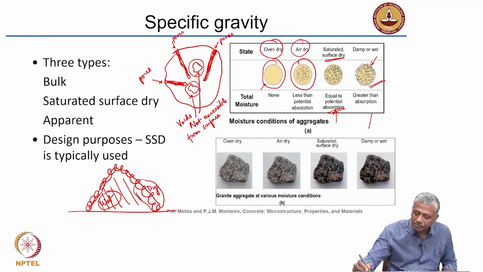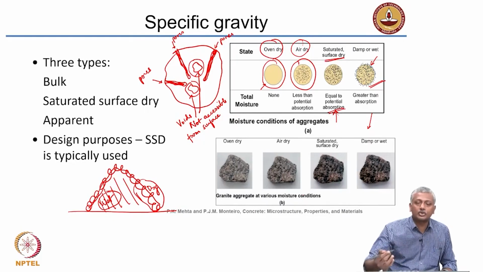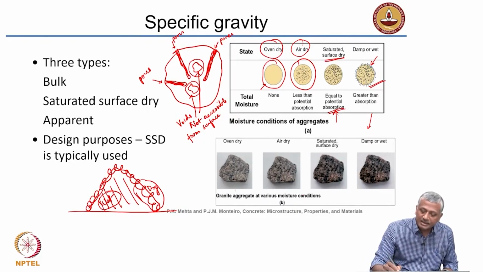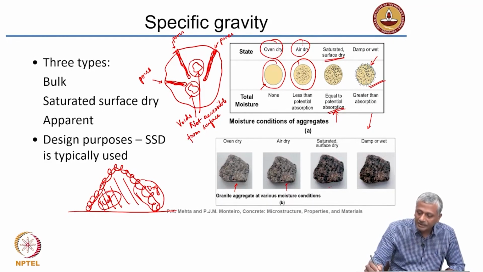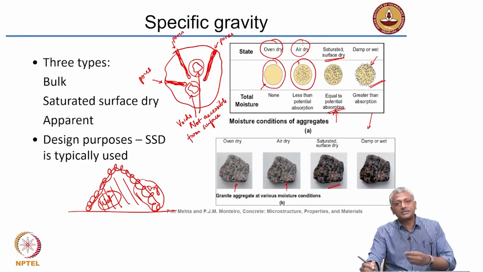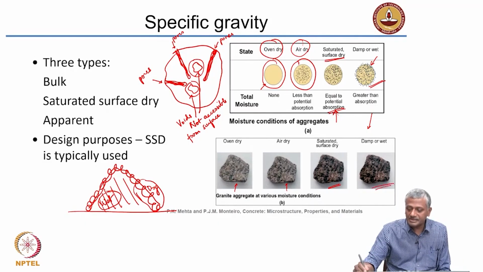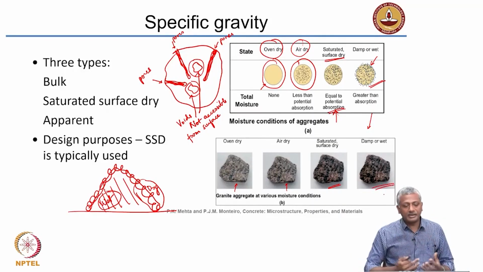So these states of moisture are also shown in this picture. I am not sure how clearly you can see it. This is an oven dry state. This is an air dry state which has some moisture which is less than the absorption level. Here you can see it is looking darker. That means it has got more moisture in it. It is at the level of absorption. And this here is a wet aggregate. It has got a lot of wetness on top.